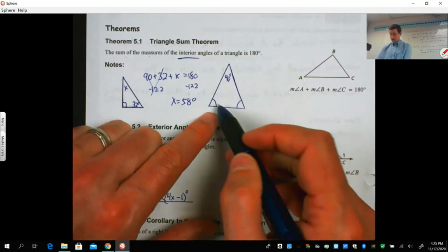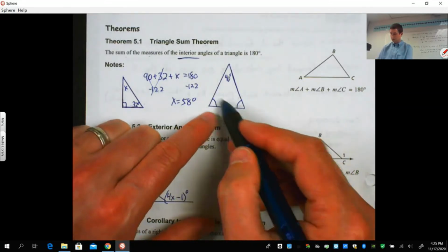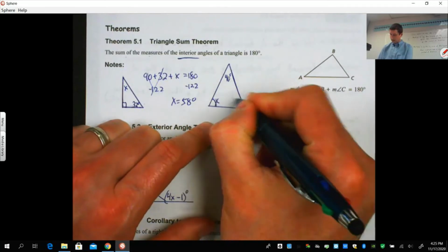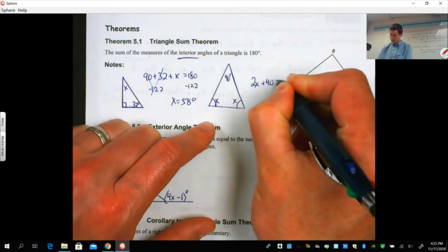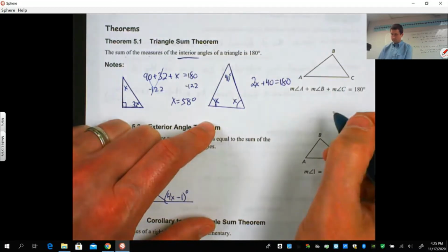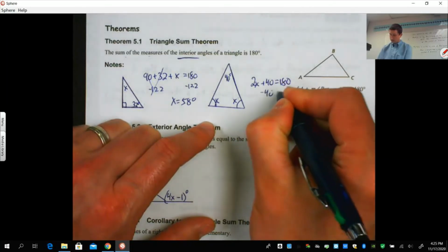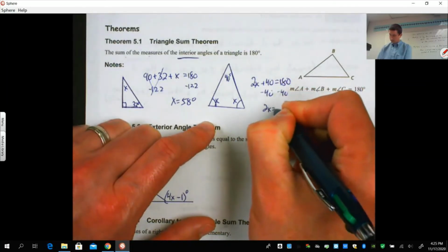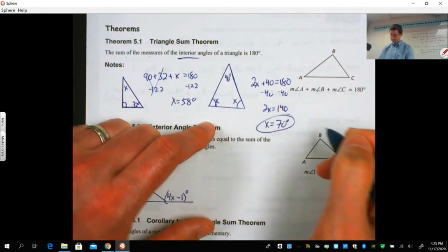This one here, you have two congruent angles. Remember, they both have the same mark. So that's two congruent angles. So if this is x and this is x, I would say 2x plus 40 equals 180. Okay, the three angles equal 180, so minus the 40, 2x equals 140, so divide by 2, you get x equals 70 degrees.